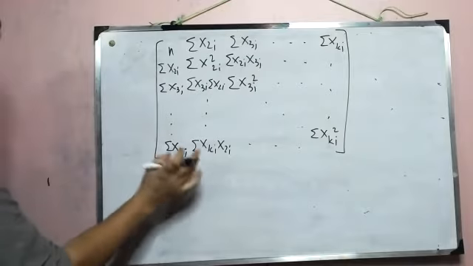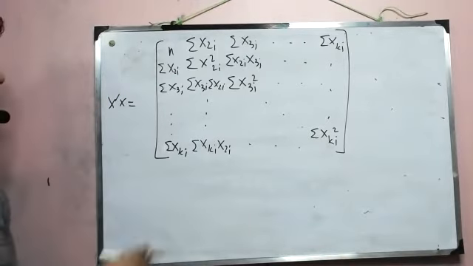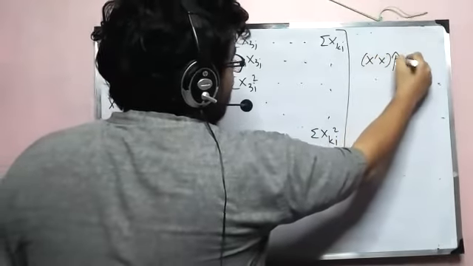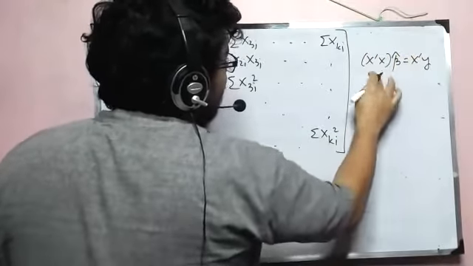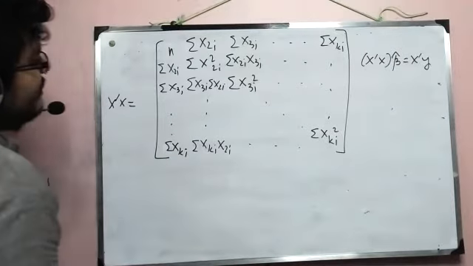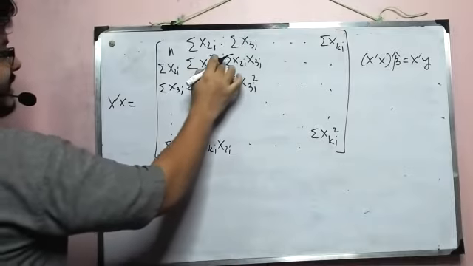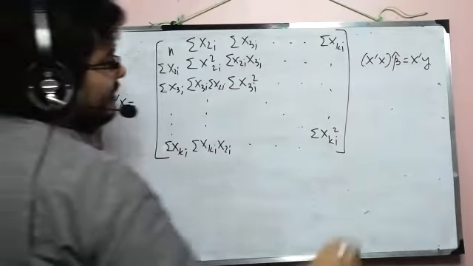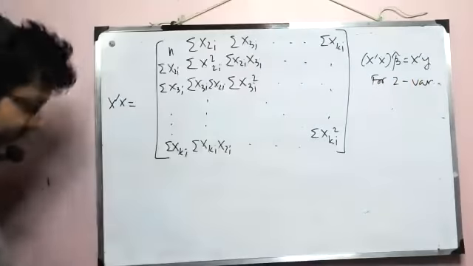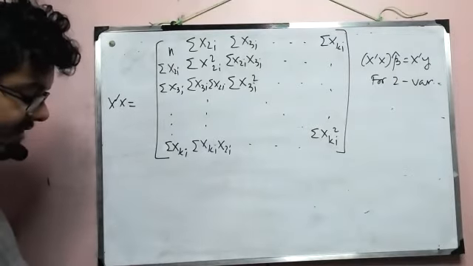So this is our x transpose x. If you put that in our equation x transpose x beta hat equal to x transpose y, and reduce it for 2 variables, it will be this much. I'll write that separately. For 2 variables, we'll see how it becomes identical with the structure, the normal equations, that we have derived.